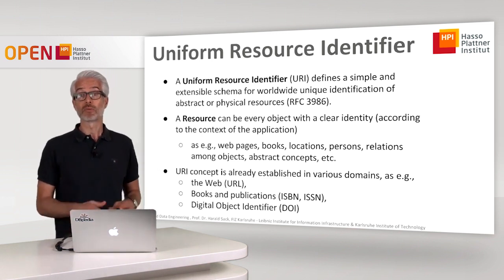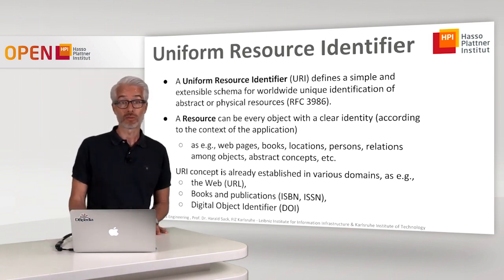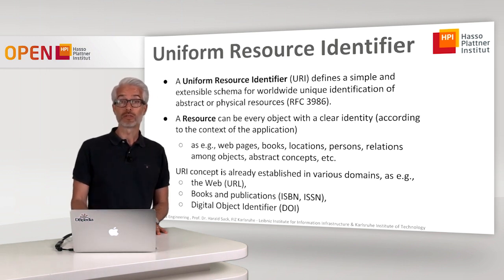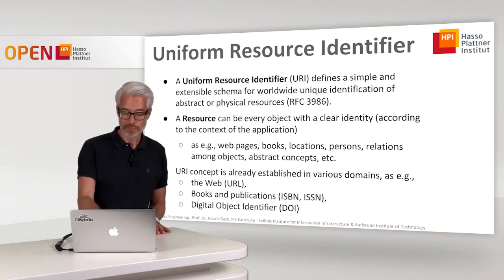URIs are already established in various domains. Most important overall on the web is the URL, but also, for example, for books and publications there are ISBN numbers or ISSN numbers, and for other objects in the real world you can use digital object identifiers, which also conform to the URI schema. So the URI is a global uniform resource identifier that we will use on the web.